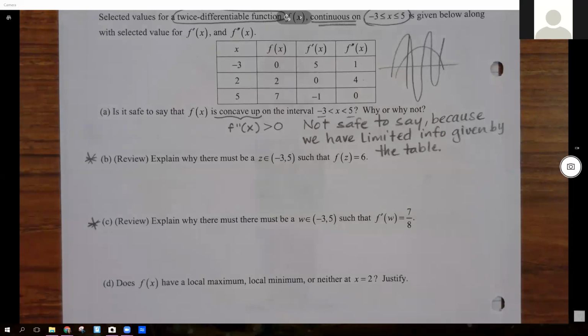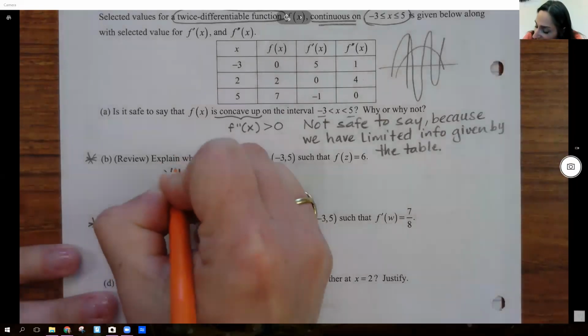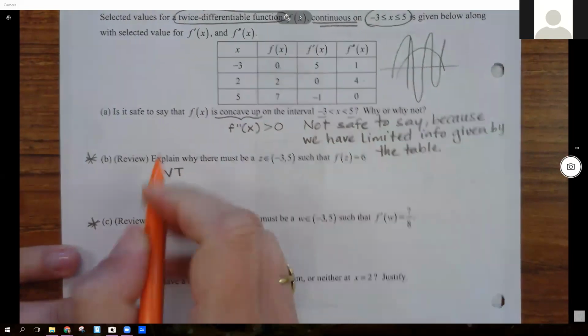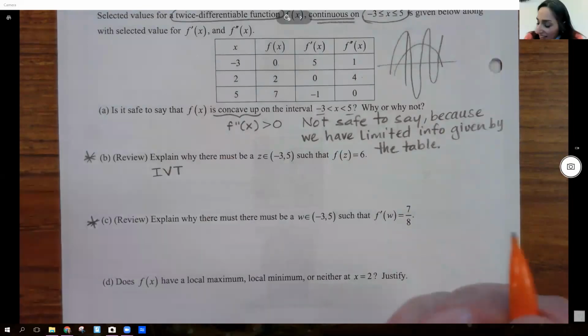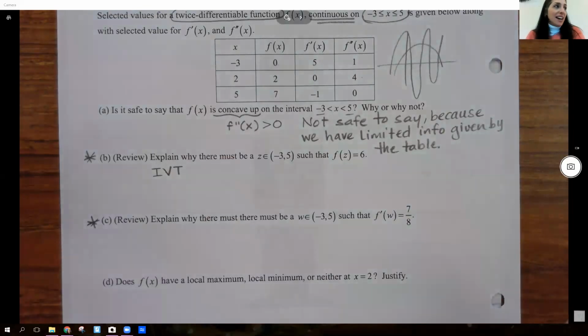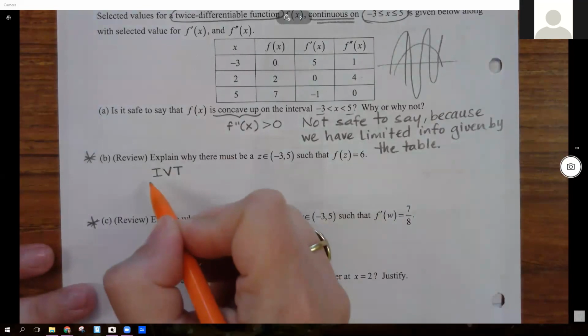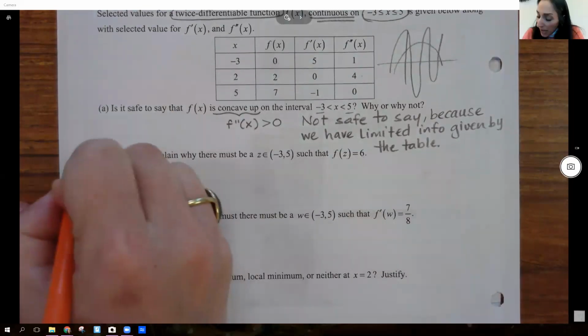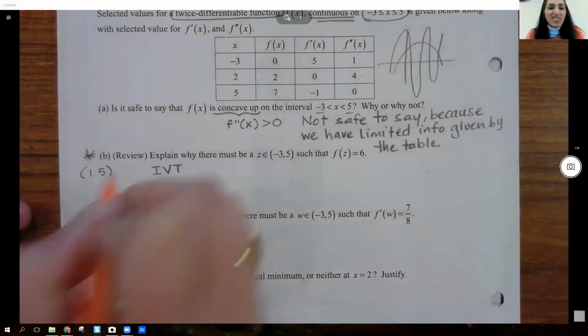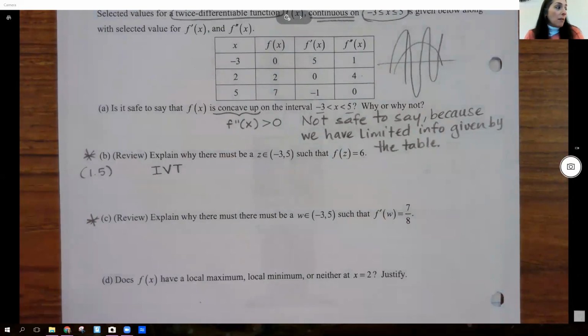Wasn't it called like EVT? You're close. It does end in V and T. IVT? There's a lot of VTs. So this one's IVT, okay? And this was back from section 1.5. So that was a long time ago, you guys. Back when we were proving continuity. IVT is the intermediate value theorem.